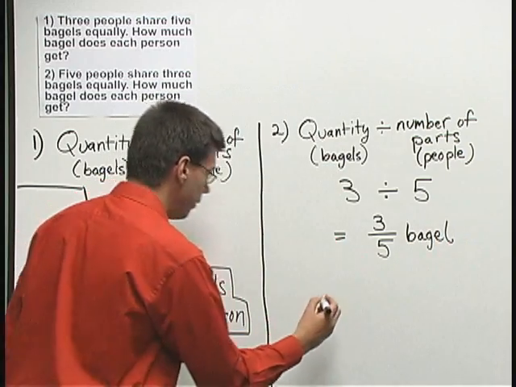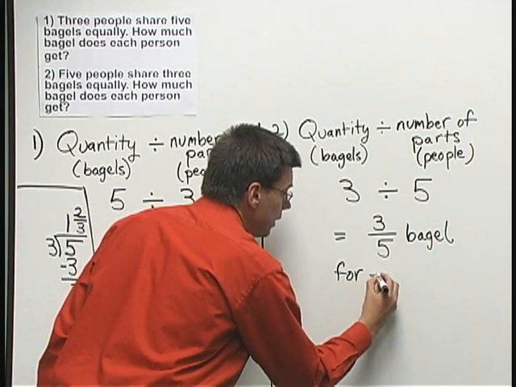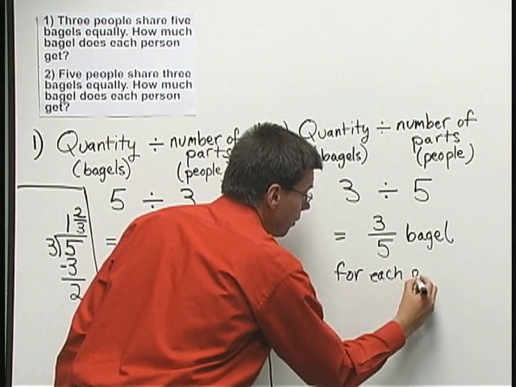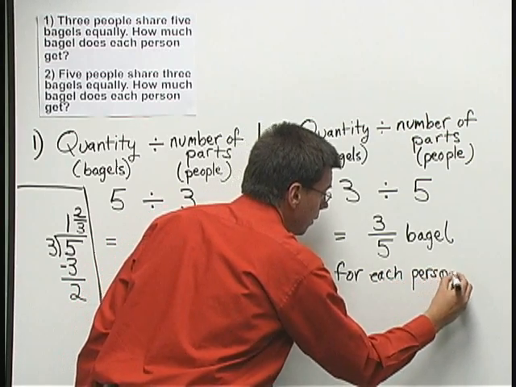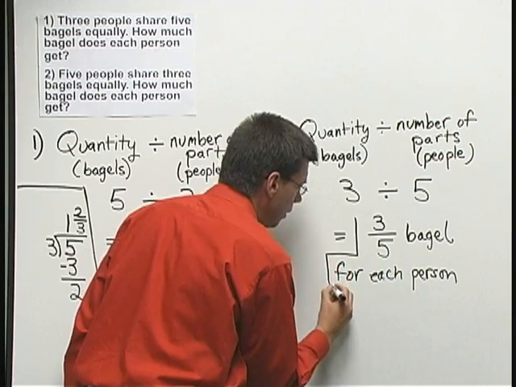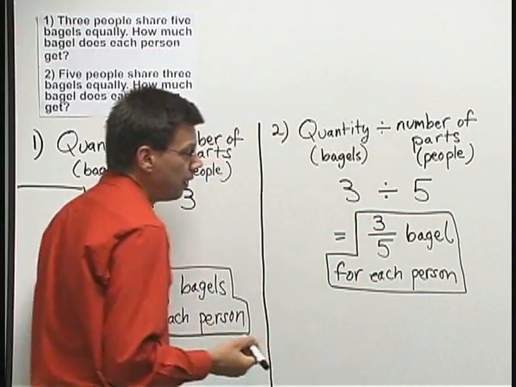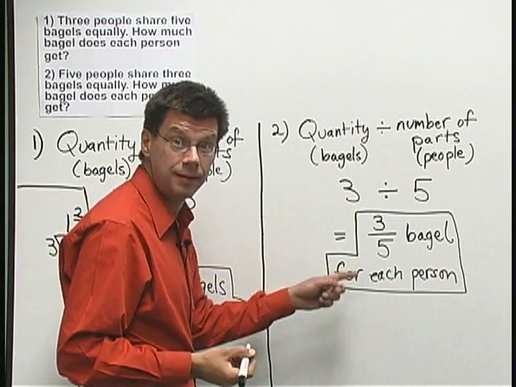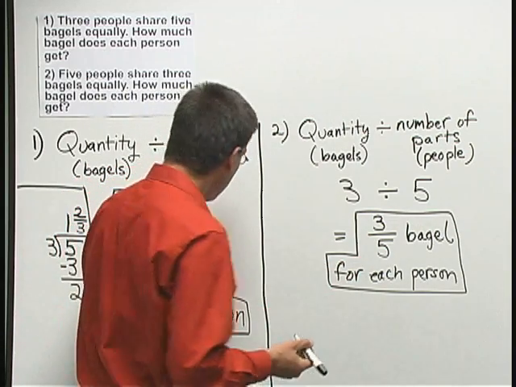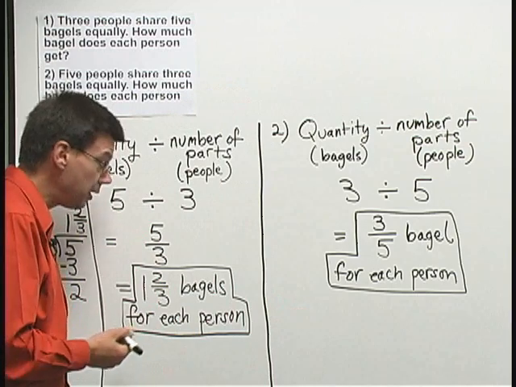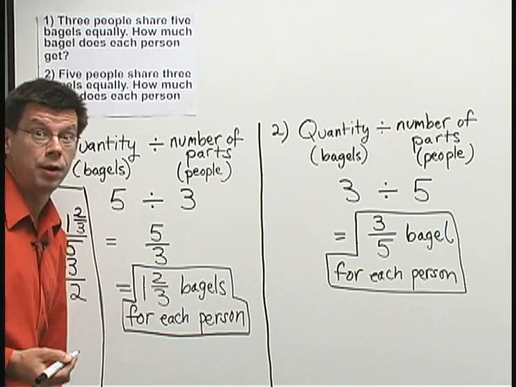3/5 bagel for each person. Notice that in number 2, each person got less than 1 whole bagel. But in the first problem, each person got more than 1 whole bagel.